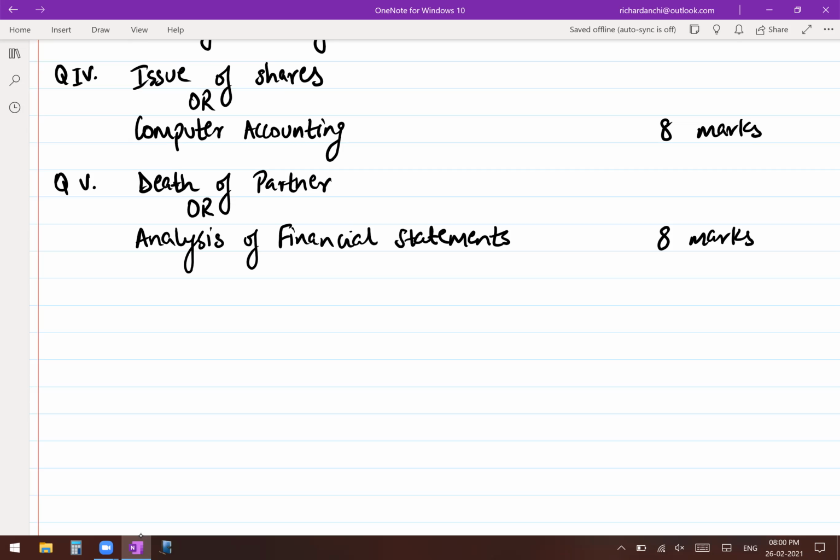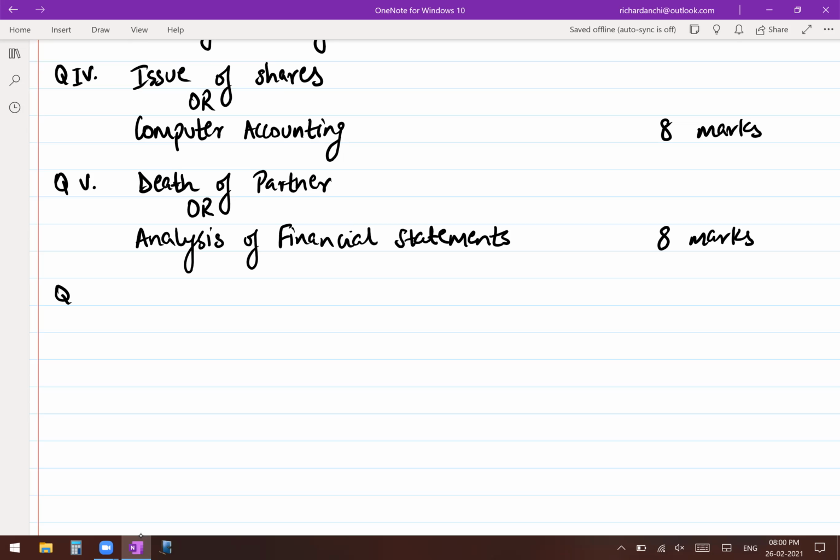So you have 4 marks for the capital account, 2 marks for profit share, and 2 marks for calculation of goodwill. That is the way they usually distribute, unless they sometimes ask you a full problem. So we really don't know what they're going to ask.